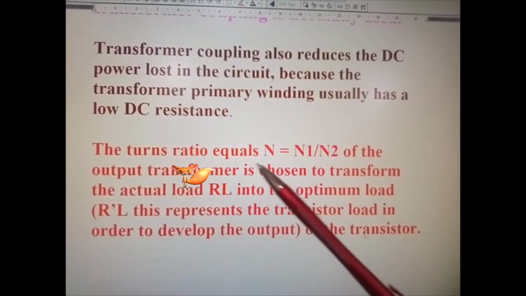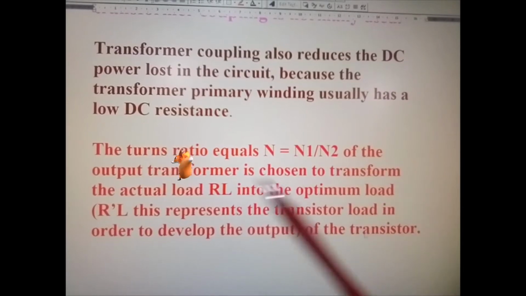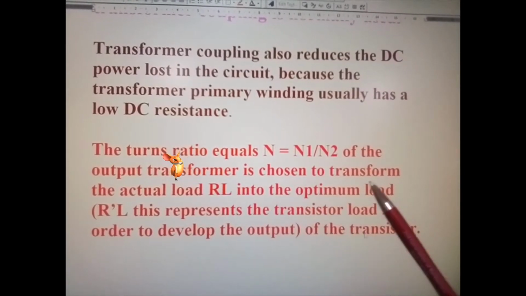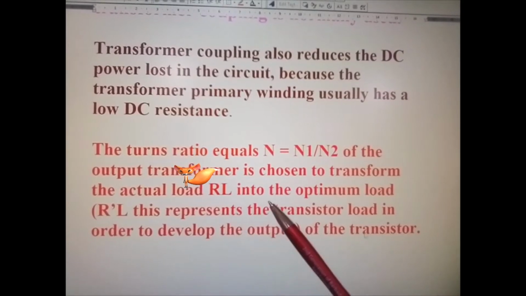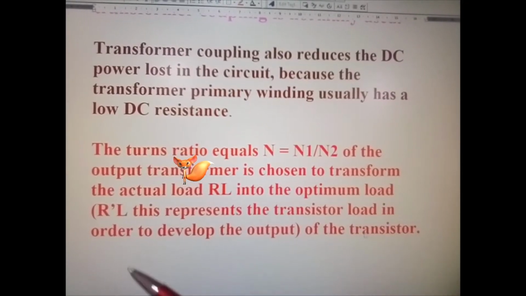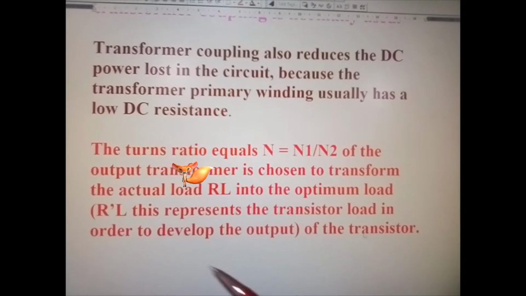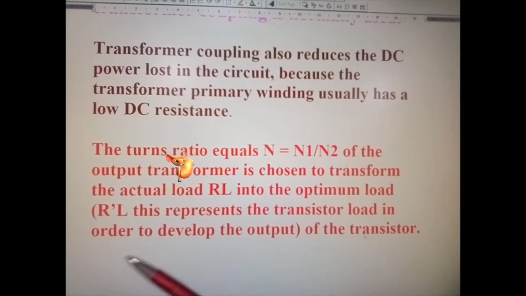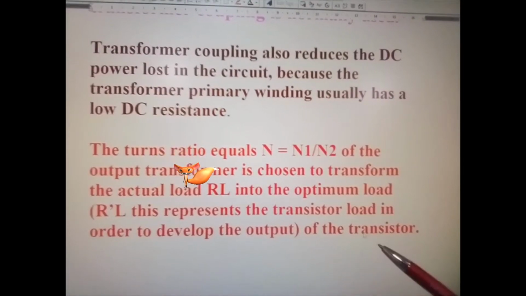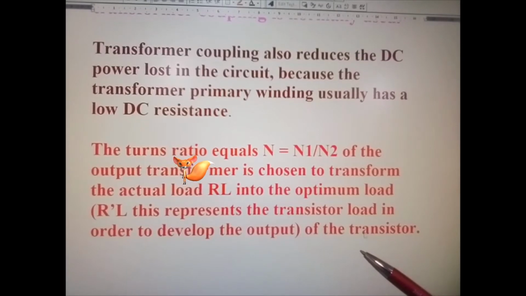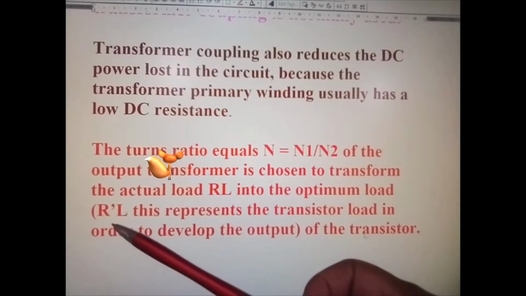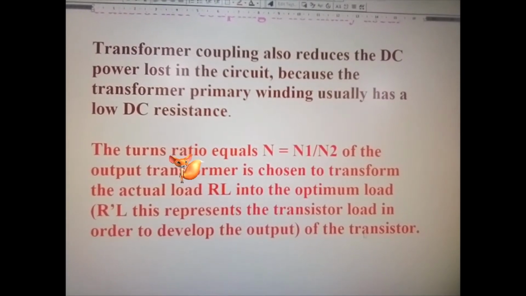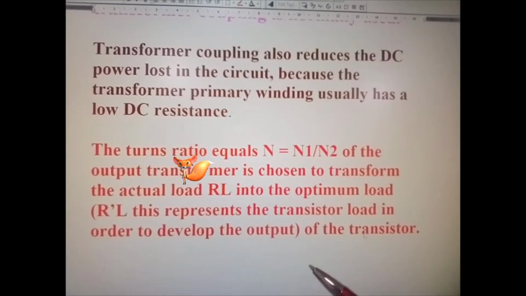So the turns ratio equals N equals N1 over N2 of the output transformer is chosen to transform the actual load RL into the optimum load R'L. This represents the transistor load in order to develop the output of the transistor. So here we're saying that RL represents the transistor load.